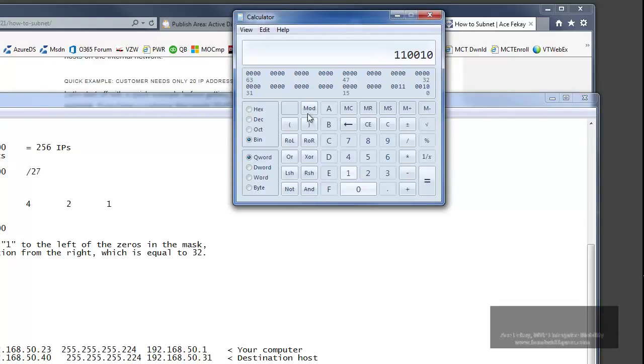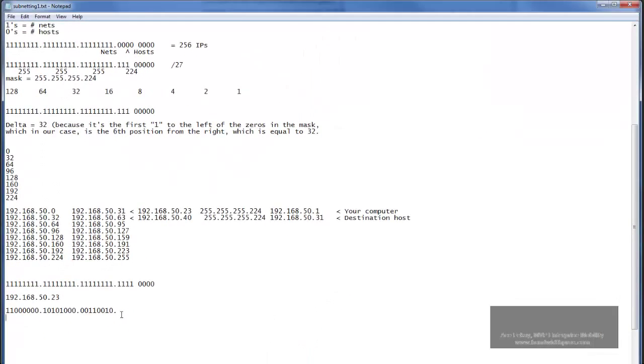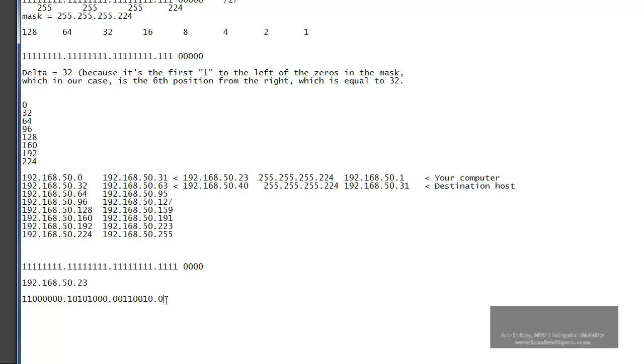And 23, same deal here. If I go back to decimal, 23, hit binary, it's 5 bits. Remember, 23 is under 32, so you know it's going to be 5 bits anyway. We just learned that, right? Hope you didn't forget. And paste. There you go. That's 192.168.50.23.